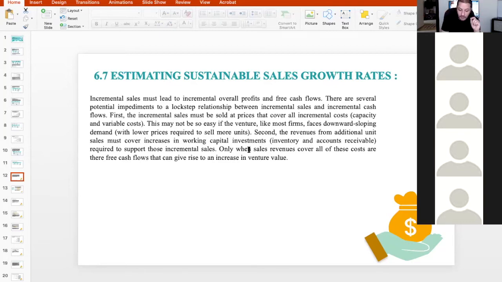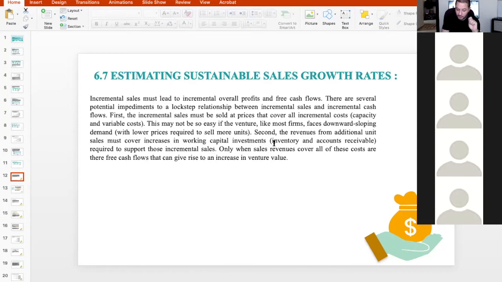So these incremental sales must cover your needs in inventories and accounts receivable, because when you are increasing your sales you have to increase your inventories. You have to increase your receivables, which means the cash you have will decrease. Required to support those incremental sales.